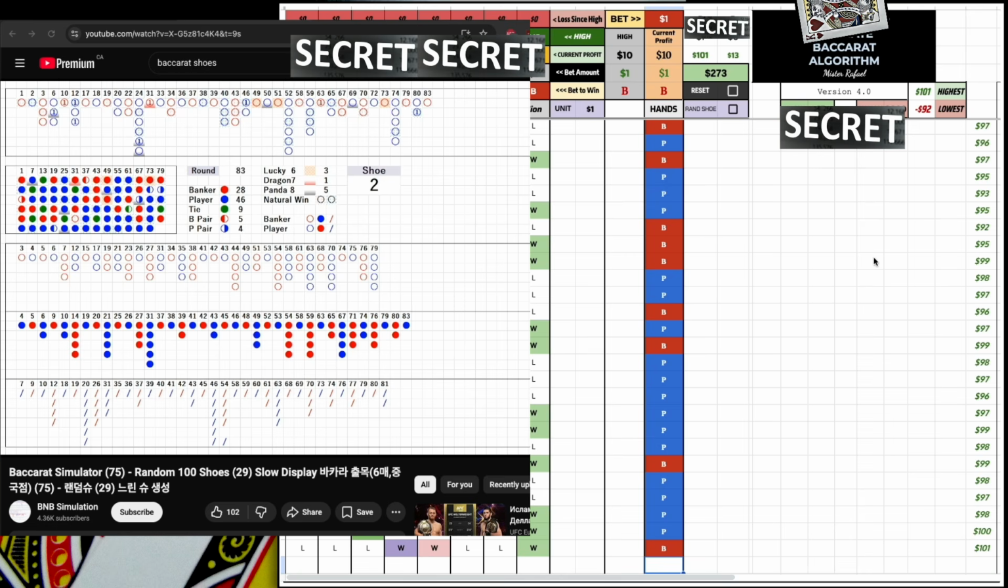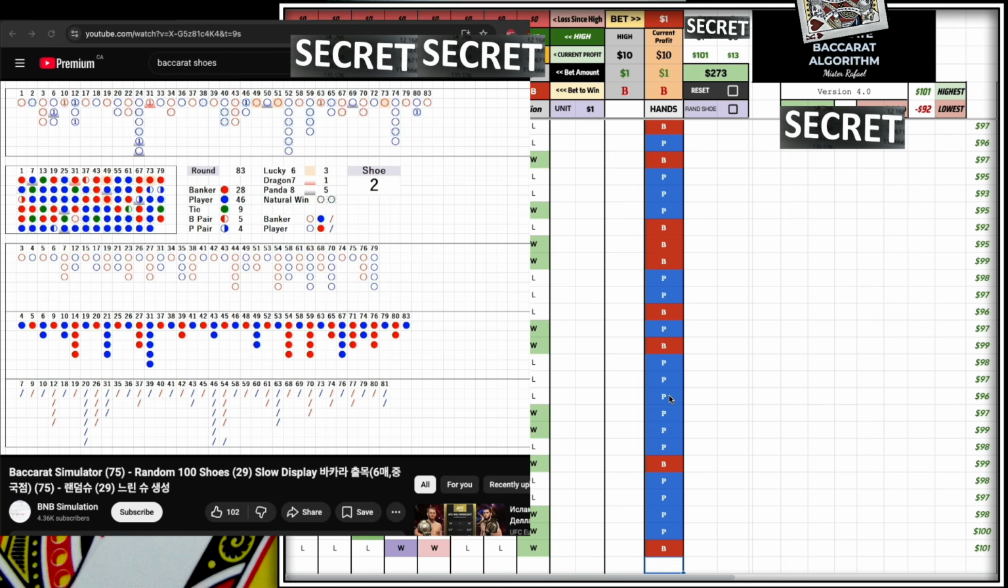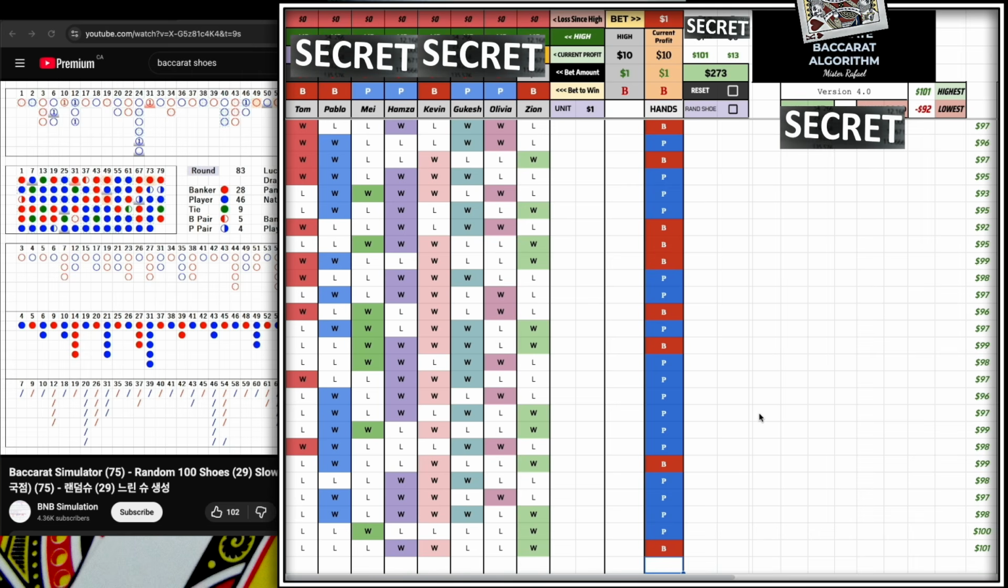And I just noticed the highest amount was $101, and I stopped right over here. So this is the player streak of 6 right here, and then banker, and then a 4 streak on player. So I stopped at column 63. You can see right there. Look at that. It got to the win goal. Right? So check this out.